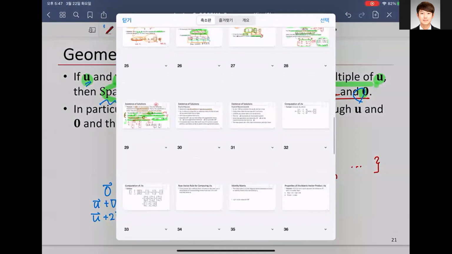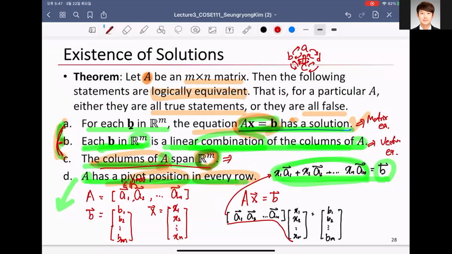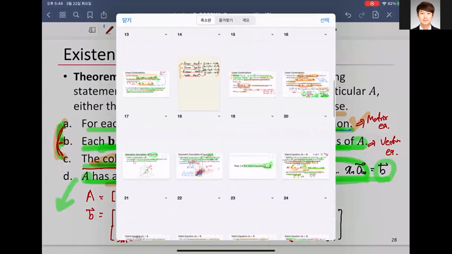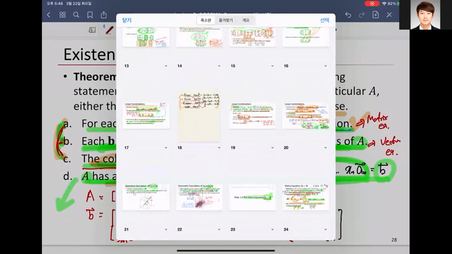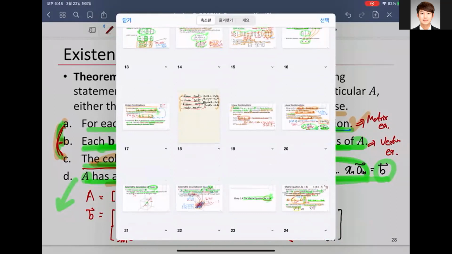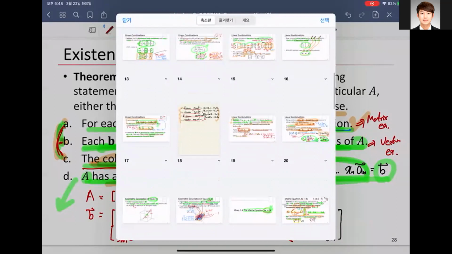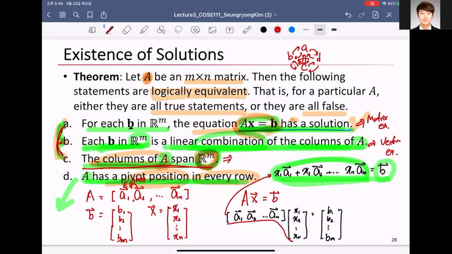할 게 많은데 오늘. 이것도 벌써 얘기했던 건데 한번 다시 보고 올까? 이것도 여러분들이 좀 헷갈릴 수도 있으니까. Span, span, span. This statement means, columns of matrix A spans RM space means, span A1, A2, AN is equal to RM space, in this case, RM space.